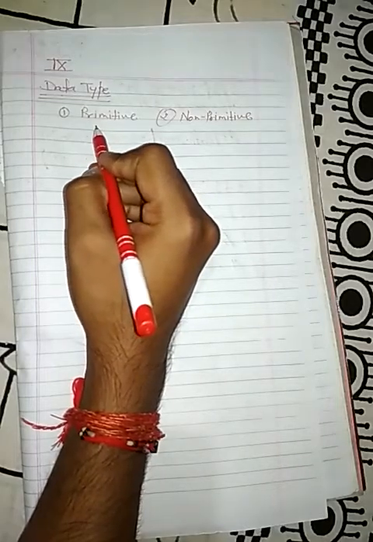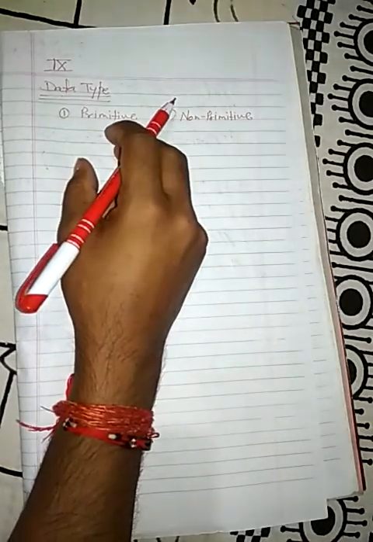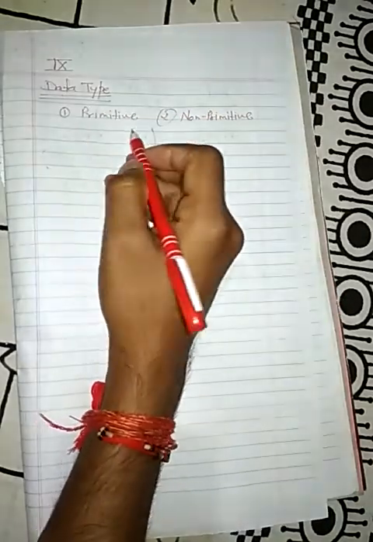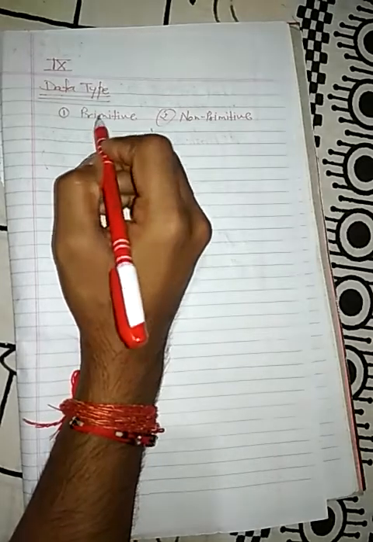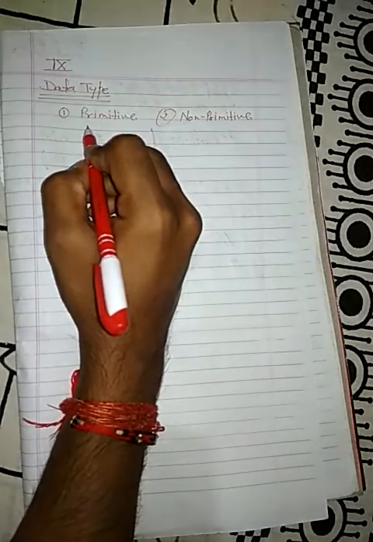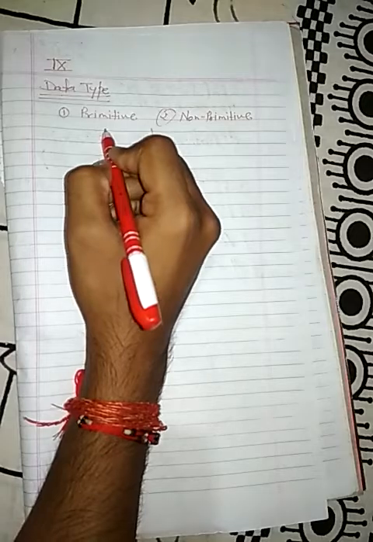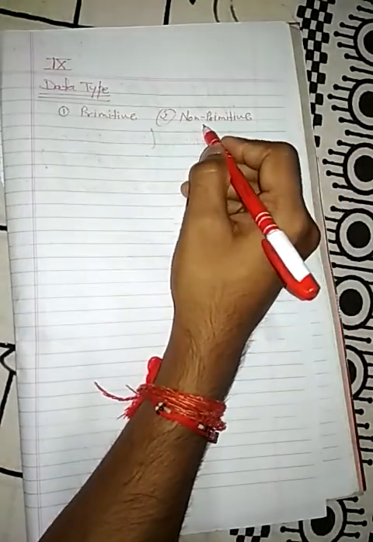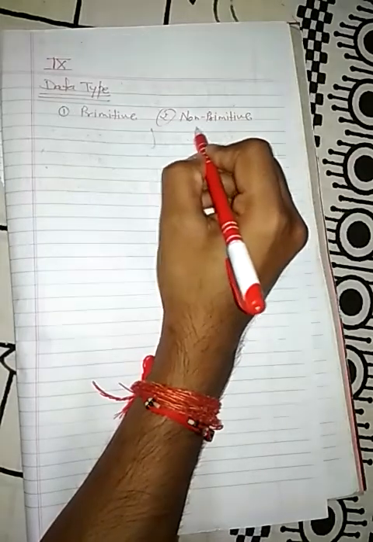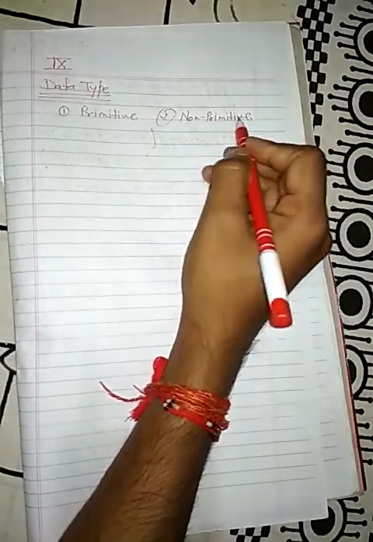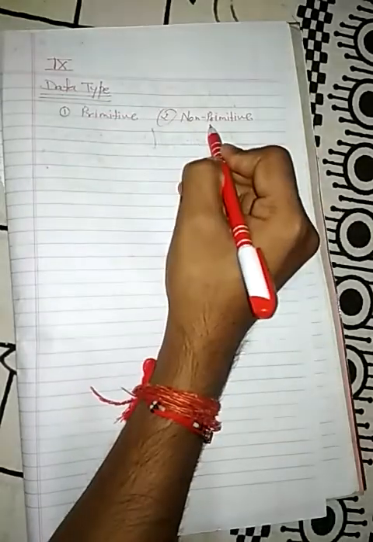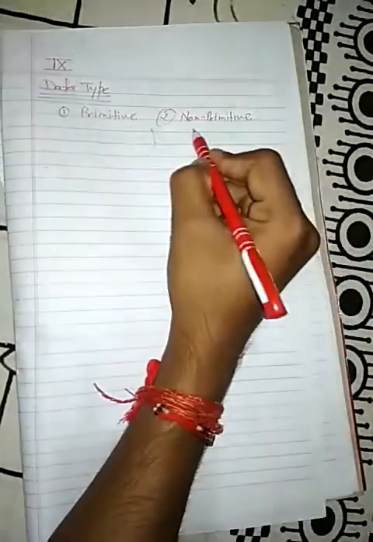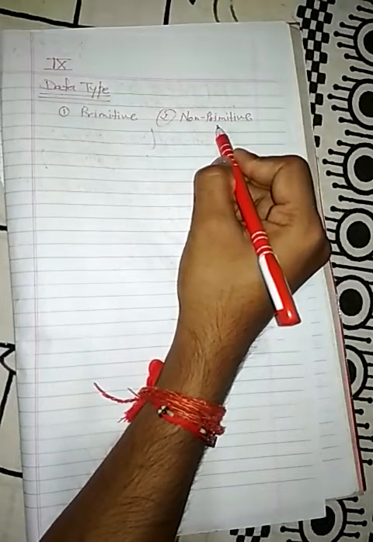It means the data type which has been already defined in the language, and actually we are using Java, so we can say Java language. The data type which has been already defined in the Java language is a primitive data type. And the data type that is defined by the user is called a non-primitive data type. Primitive data types are predefined data types, and non-primitive data types are user defined data types.